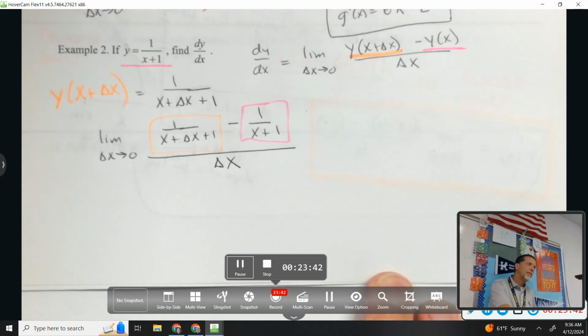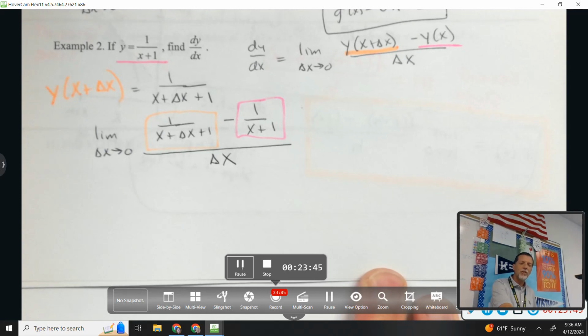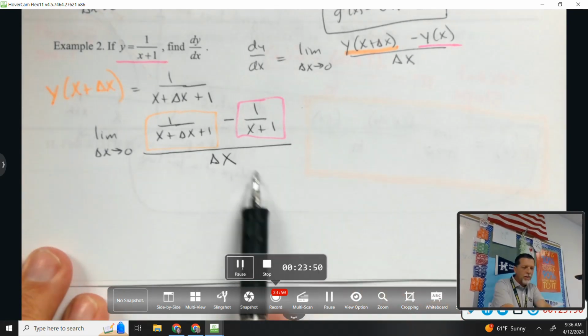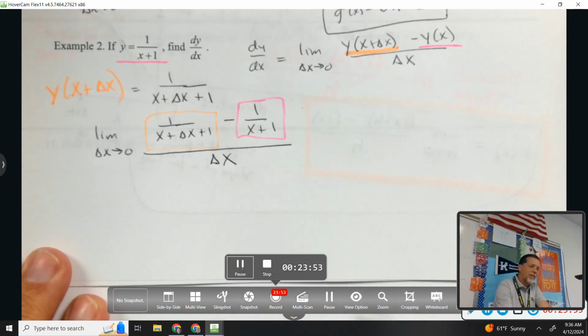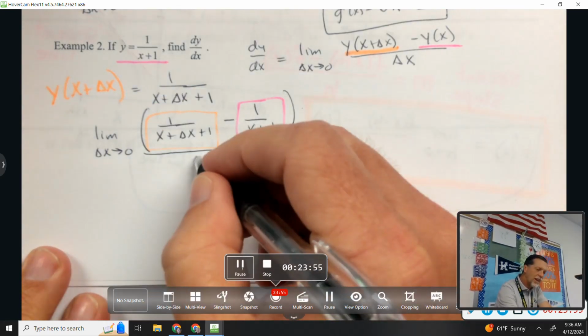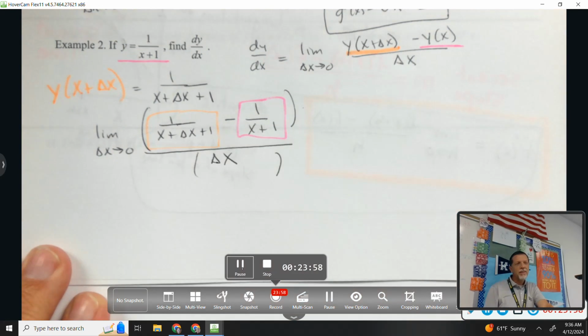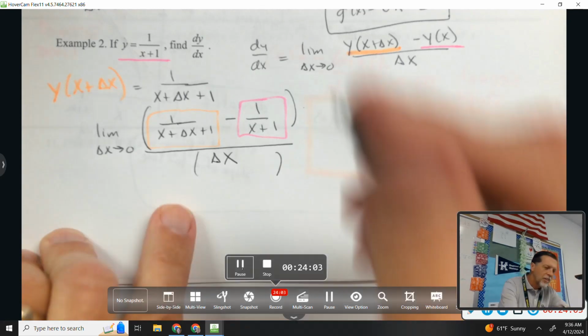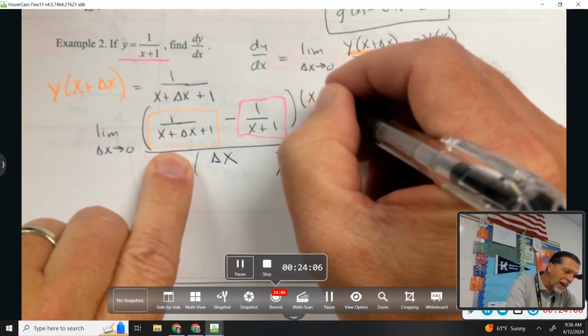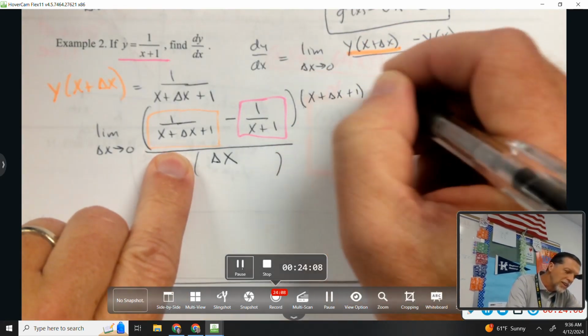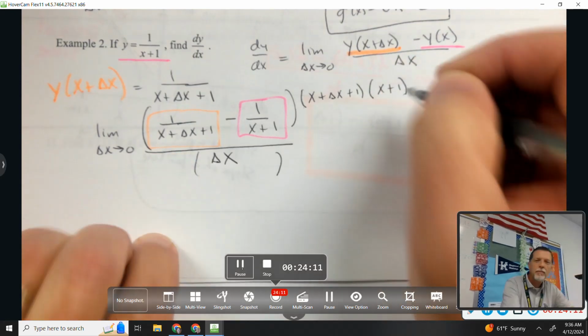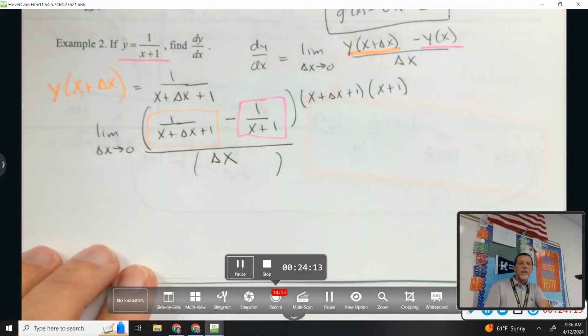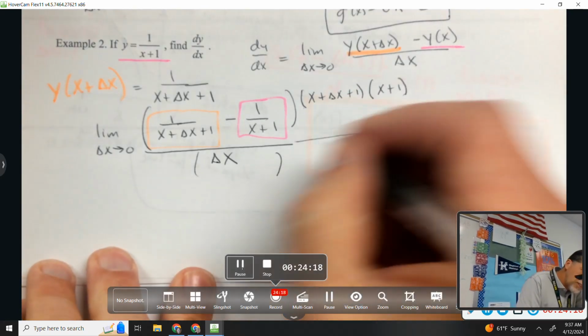Yeah, now you can have a frustrated look because now the algebra is kind of yuck. I don't like fractions and fractions. So let's multiply the top and the bottom by all the denominators so that all the denominators will go away. So that means I get to multiply by x plus delta x plus 1 and by x plus 1. And of course you can't just do that to the top, that would be illegal. You also have to do it to the bottom.